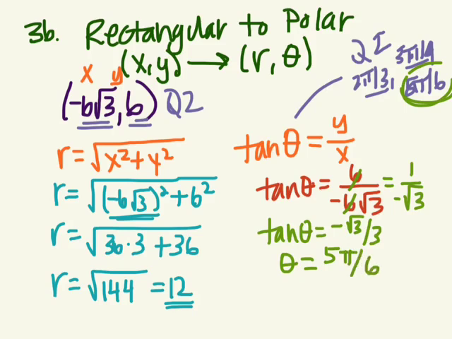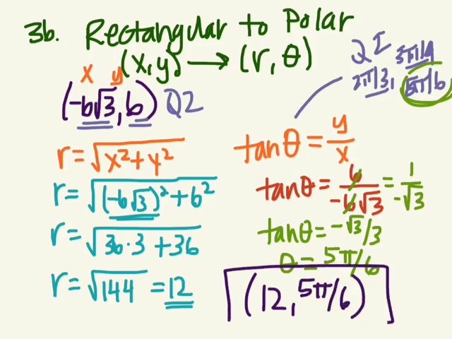Again, this is an ordered pair, essentially. So you want to write it as such. Your final answer should be 12, 5 pi over 6. That's your r and your theta.